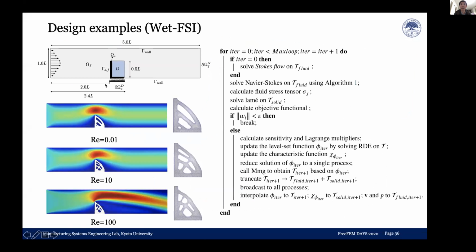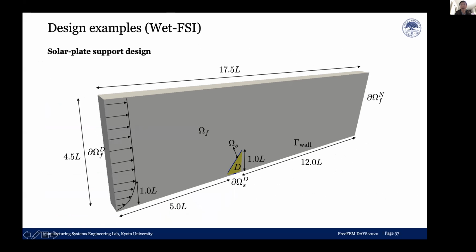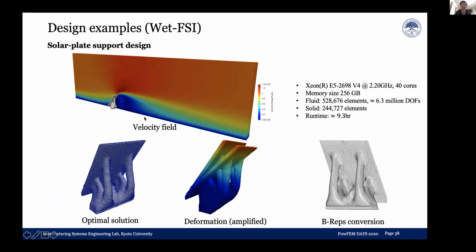Okay, then let's take a look at the 2D wet FSI benchmark. Once again, the body-fitted adaptive mesh allows us to separate and reunite the fluid and solid computational domains iteratively. And we can see the optimal solution is quite sensitive to the Reynolds number. So finally, we extend to a large-scale 3D problem, that is to optimize the solar plate support structure, as we already showed in the video.